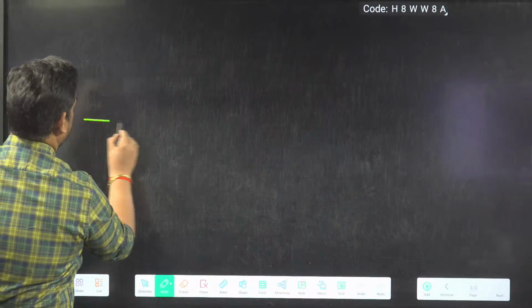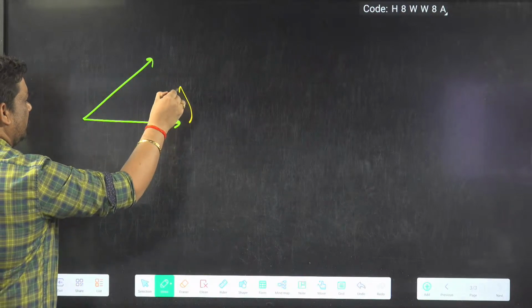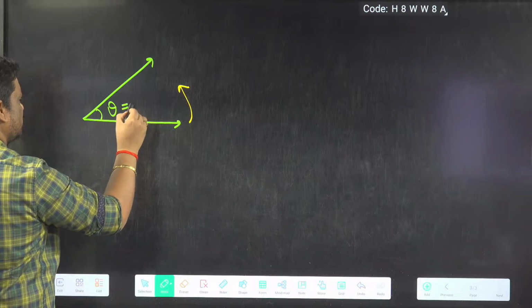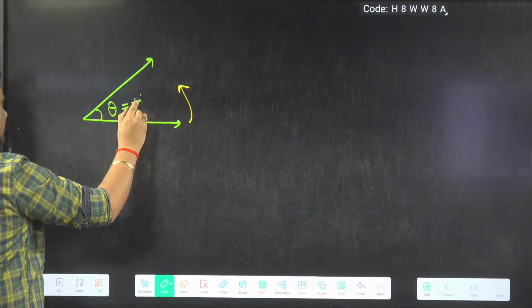Suppose they are giving an angle like this, and we are going like this. So this angle theta will be positive theta. Suppose there is a 30 degree angle: is it plus 30 degree or minus 30 degree?